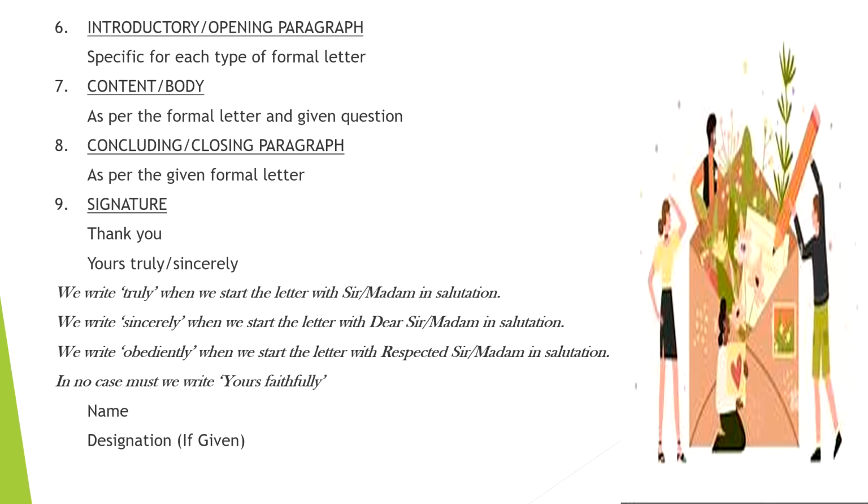So out of those 9 points of general format of formal letters, we have discussed the first 5 points. Now let's come down to the sixth point. Sixth is the introductory or opening paragraph, which is specific for each type of formal letter. Then we have content or body, and then we have concluding or closing paragraph. This is also specific for each type of formal letter.